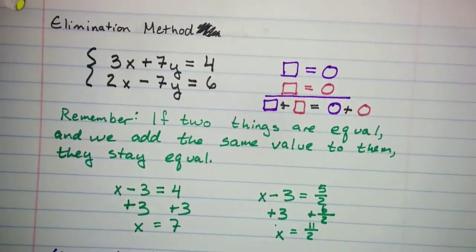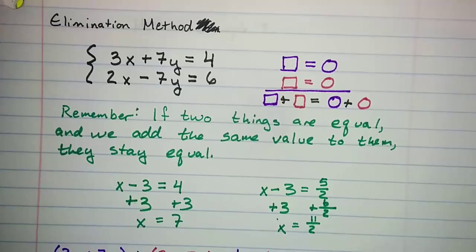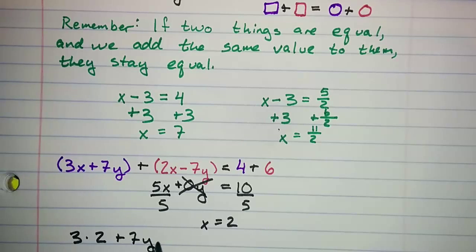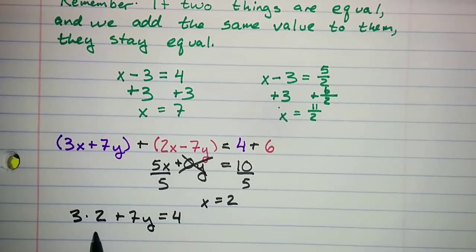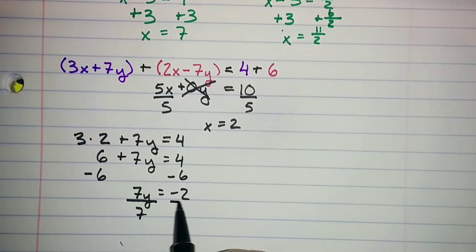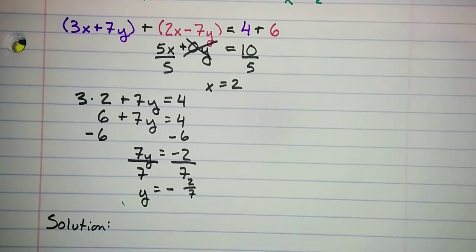And now we can go back to whichever of the two equations we like better to find y. I like this first one very slightly better. 3 times 2 plus 7y equals 4. 3 times 2 is 6. Subtract 6 on both sides, divide both sides by 7, and we get y is negative 2/7. That's a fraction. It's a perfectly good number. So our solution is x is 2, y is negative 2/7.